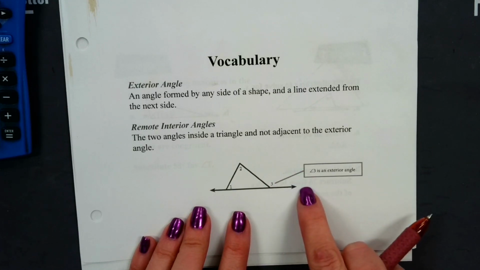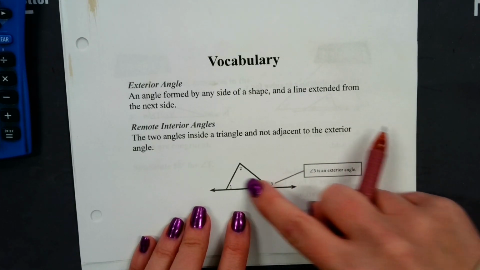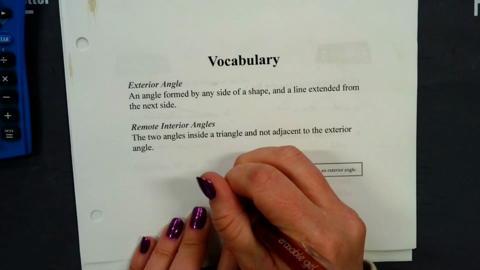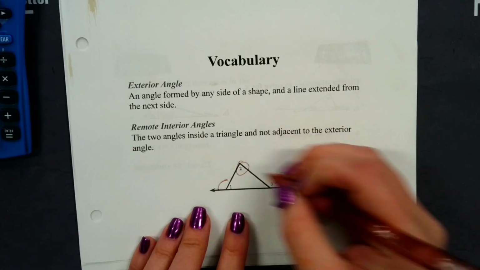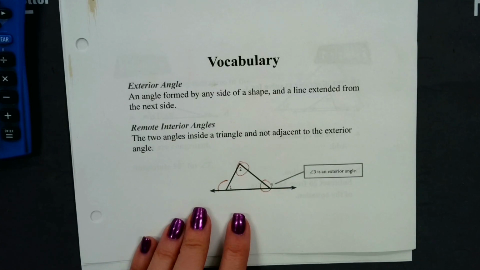Exterior means the one on the outside. The remote interior one means kind of diagonal from your exterior angle. So if this were your exterior angle, this and this will be your remote interior. Opposite. They can't be connected to the exterior.